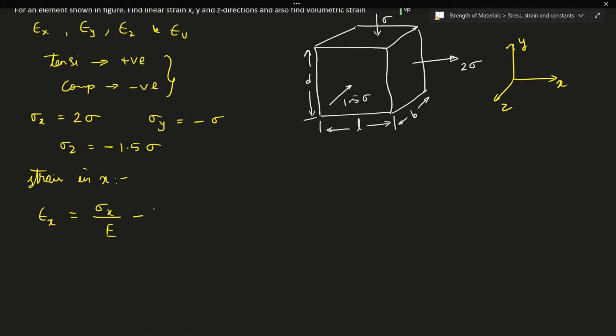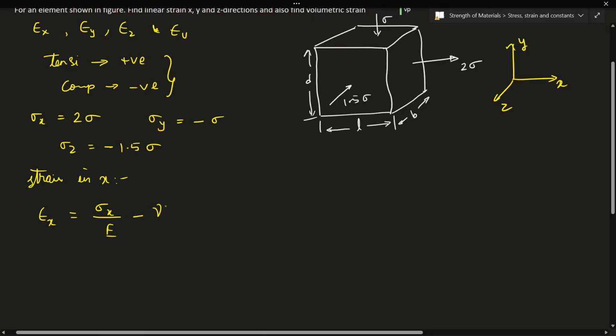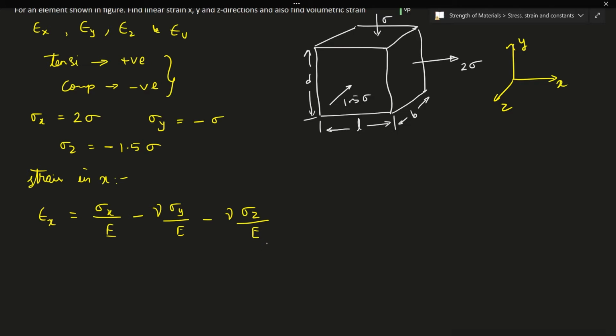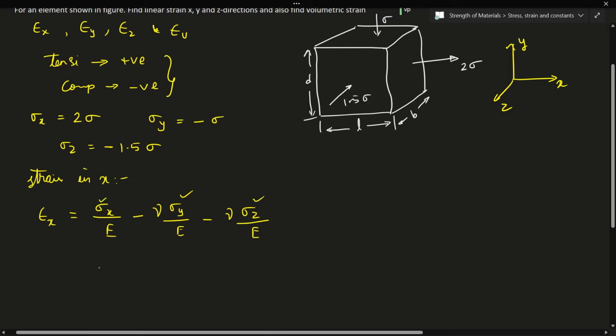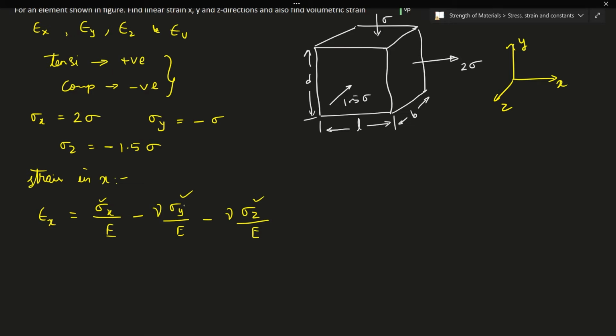So we'll have something like minus nu into sigma y divided by E, minus nu into sigma z divided by E, right? So this would be the total strain in the x direction because of sigma x, sigma y and sigma z. Here this is the normal strain, and these two will be the lateral strain in the x direction, right? With all of this in mind, let me substitute the values and simplify this.